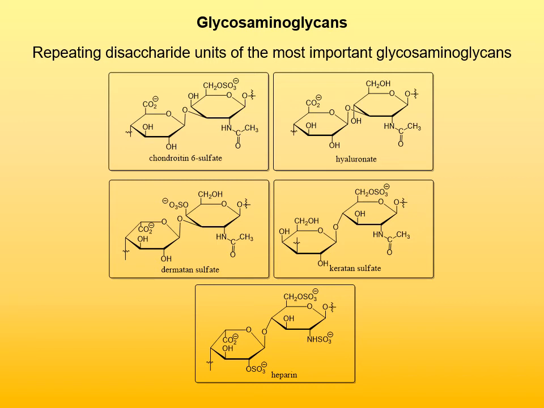The old name for proteoglycans is mucopolysaccharides, and mucopolysaccharidosis is a name given to a collection of diseases that are a result of the inability to degrade glycosaminoglycans. Some common disaccharide units that are encountered in glycosaminoglycans are given here. They are, for example, chondroitin 6-sulfate, hyaluronate, dermatan sulfate, keratan sulfate, and heparin.